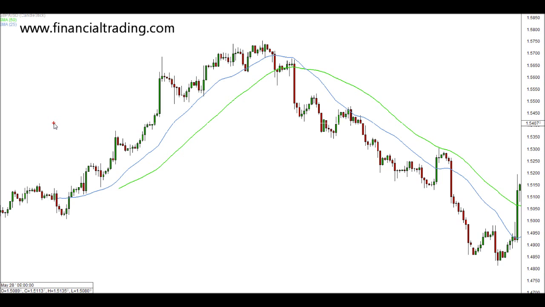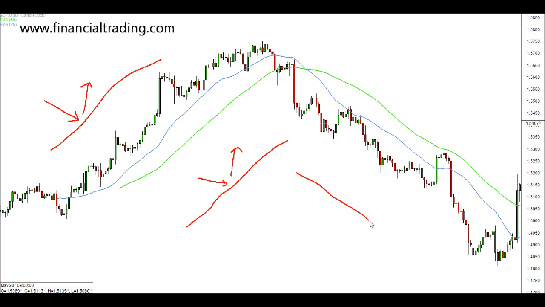Now the way dynamic support and resistance works is a moving average acts as a support or resistance area in the market. So when price hits the moving average, the dynamic support or resistance can push price the other way. So a moving average with a bullish bias can act as support for price, and a moving average with a bearish bias can act as resistance. And we'll look at some examples of this now.